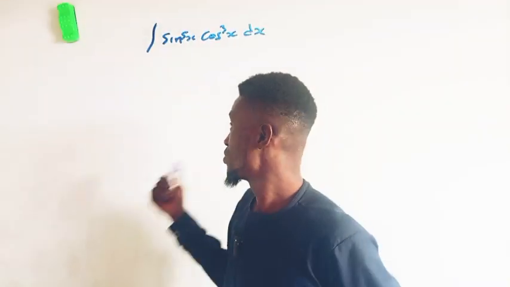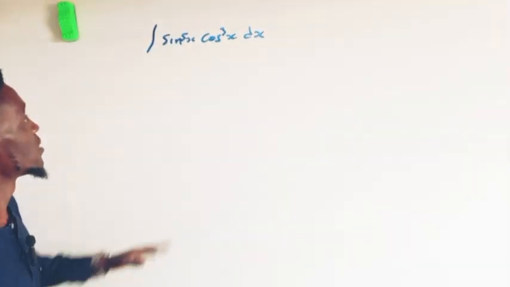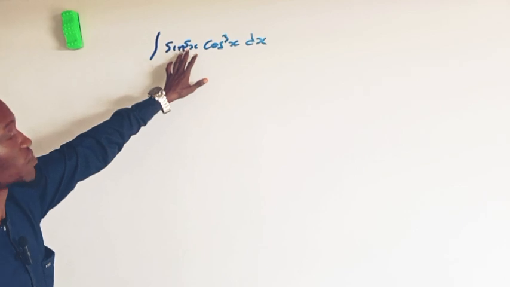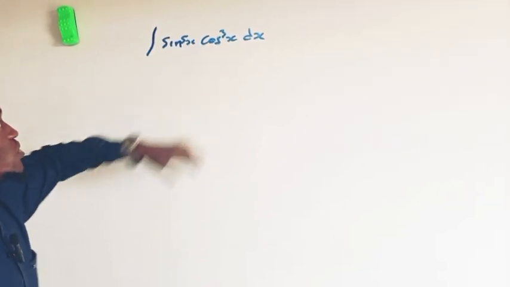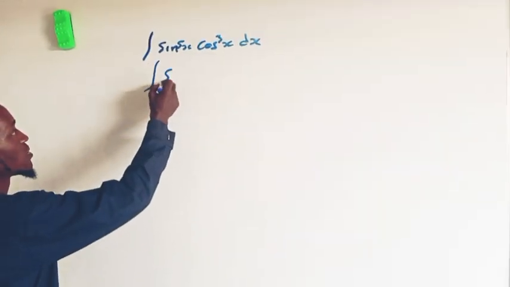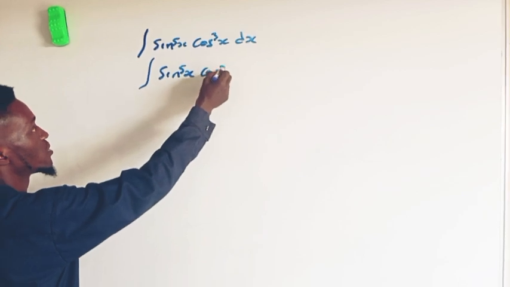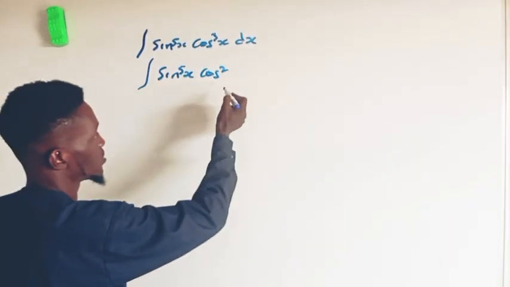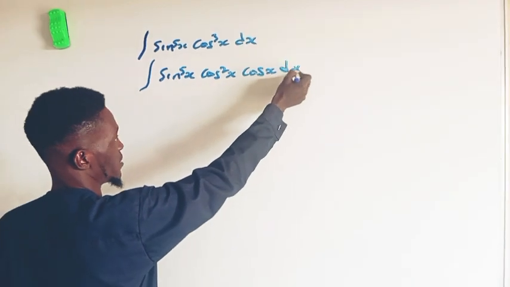So let's solve this little problem on integral. Okay, so if you have something like this, how can you solve it? If you notice, the first function is raised to power 5, while the other one is raised to power 3. So this can also be written like this: sine raised to power 5 x, cos square x, cos x dx.